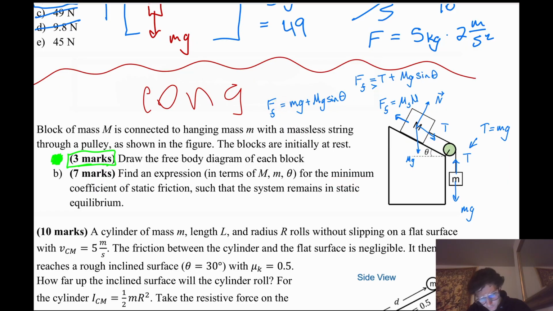So if they're saying find the minimum, then I'm just going to do an equality here and solve for this. So force of friction is equal to mu times the normal force. And the normal force in this case is pointing up here. So the normal force is exactly equal to mg, and here we have cosine theta because it's the adjacent. So we have mg cosine theta. And now we isolate for this. So basically we have mu s is equal to mg plus mg sine theta over mg cosine theta. And I think that's the final answer.